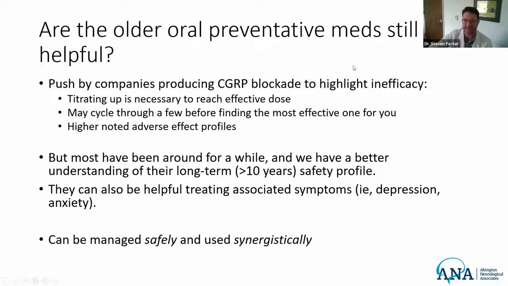So it kind of goes back to this idea of the older oral preventative medications. Are they still effective? If we've got all these new options to look at and use, especially if those don't work, what do we do? There's a push by companies, I'm sensing, of course, that are producing these CGRP blockade products, whether abortive gepants or preventative CGRP monoclonal antibodies, to say these drugs aren't really that good anymore because you have to titrate up to reach an effective dose. That takes a lot of time. Patients are impatient. You have to cycle through a few before finding the most effective dose.